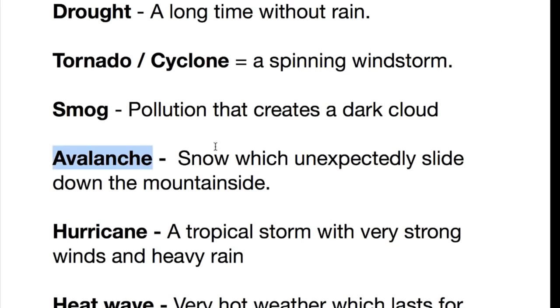You have an avalanche, which is where snow unexpectedly slides down a mountain. So when you're away skiing, it can be quite dangerous if you go off-piste. If you go off the normal track, you have to be careful of avalanches, being caught up in an avalanche.